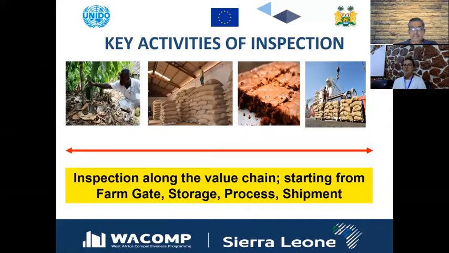So these are some of the key activities of inspection for the mango. When we look here, this is for the inspection of cocoa. So this is along the value chain. You start at farm gate, the storage, the process, and the shipment. As P&B, we'll fix the scope around what it is that you want to inspect. So, like I said, inspection along the value chain: farm gate, storage, process, and shipment.